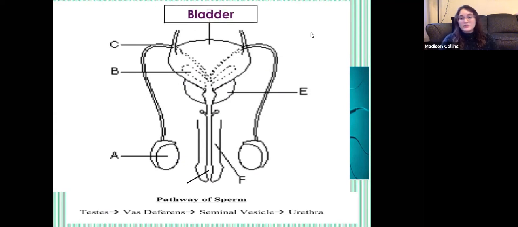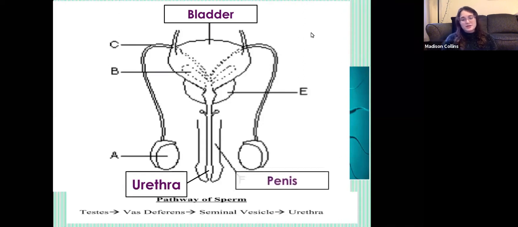Now, this is not a new bladder. This is the same urinary bladder that we talked about with the excretory system. So its function here is to store urine until it is ready to be released. However, when it is ready to be released, it's going to travel through what we know as the urethra, and that is going to allow that urine to be excreted or released from the body. That urethra is actually contained within the structure that we know as the penis.